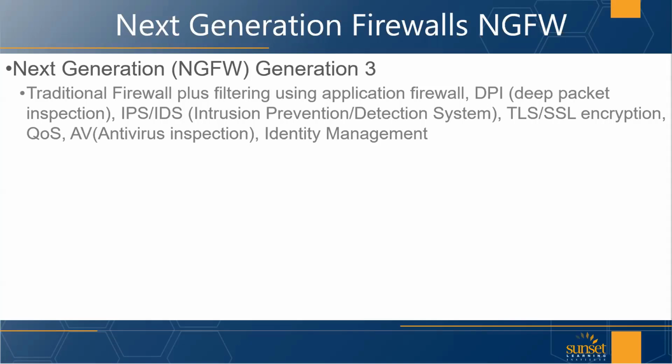QoS. So we can rate limit users going through our firewalls. Okay. Antivirus inspection. So we can actually do a virus inspection before it hits our endpoints. Okay. So that's kind of cool. And identity management. So in the case of Cisco, we can tie this into ISE and Threat Grid, and we can use source destination security group tags. We can actually tie it into an Active Directory server.